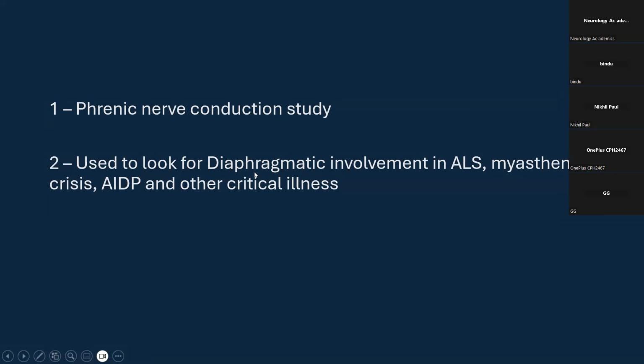Its application is to look for any diaphragmatic involvement in ALS, myasthenic crisis, AIDP, and other critical illness. Basically, it is useful to look for demyelination. If the latency is markedly prolonged, we usually take the cutoff as 7 in some studies or 10 in other studies. If it is markedly prolonged, it can be considered demyelination. If the amplitude is very low, we consider other neurogenic axonopathic processes. In myasthenic crisis, it is not very useful for differentiating from others.